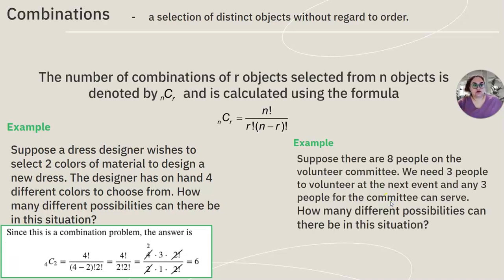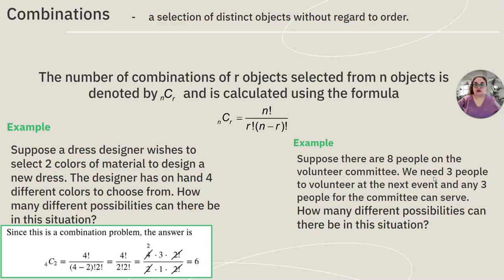For our next example of combinations, let's suppose that we have 8 people in a volunteer committee, and we need 3 people to volunteer at the next event. Now, any 3 people can serve for this committee. There's not a hierarchy that we're worried about. You can just pick any 3 people.